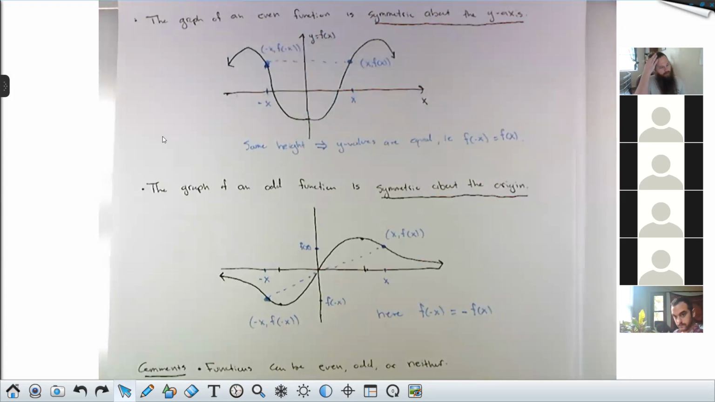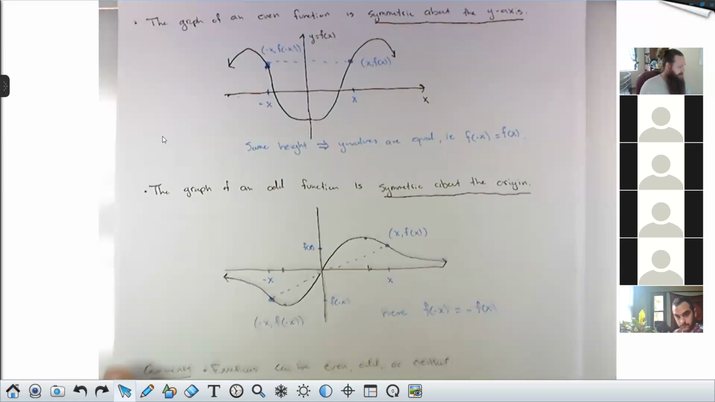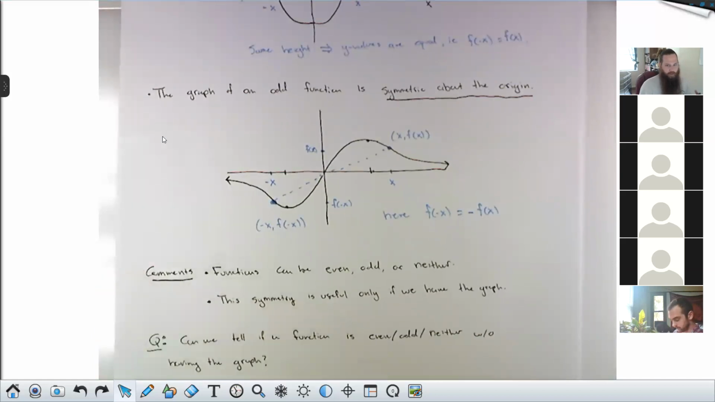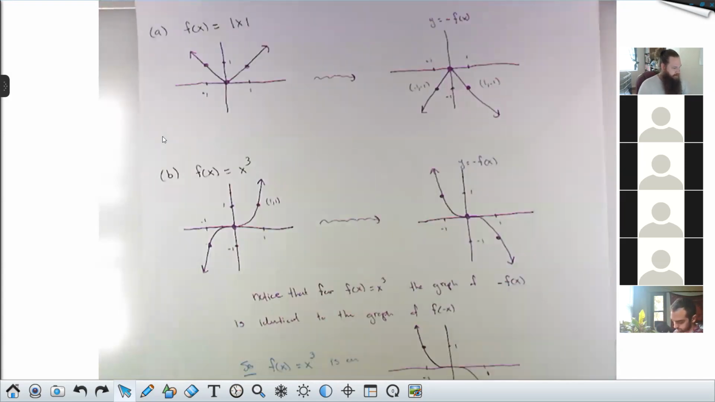So one of the real utilities of even and odd functions is that it's a time saver, right? When it comes to drawing a graph, if you know the function is even, then you only have to draw half the graph. The other half comes for free because of that symmetry. Same is true for odd functions. So we love a good answer to this question. Can we tell if a function is even, odd, or neither without having the graph, and then use that? A graph of a function that is neither even nor odd is just one that lacks these symmetries.